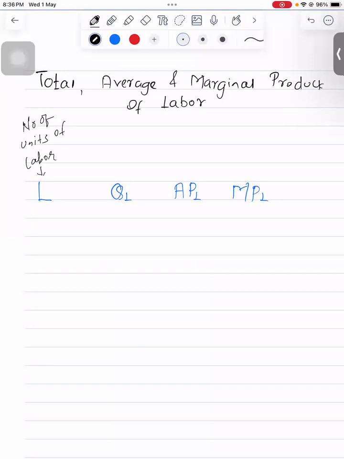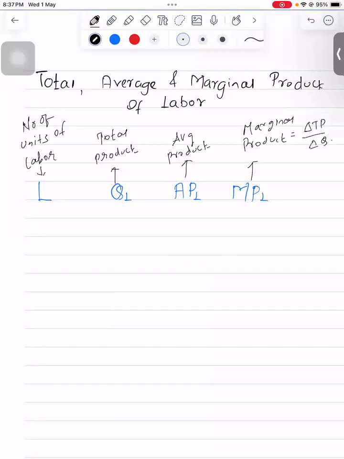QL stands for total product. AP stands for average product and MP stands for marginal product. So how to calculate marginal product? Change in total product divided by change in quantity.